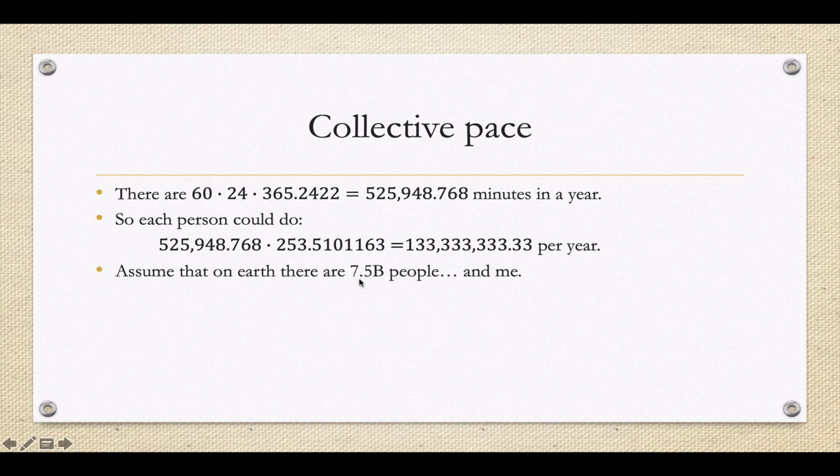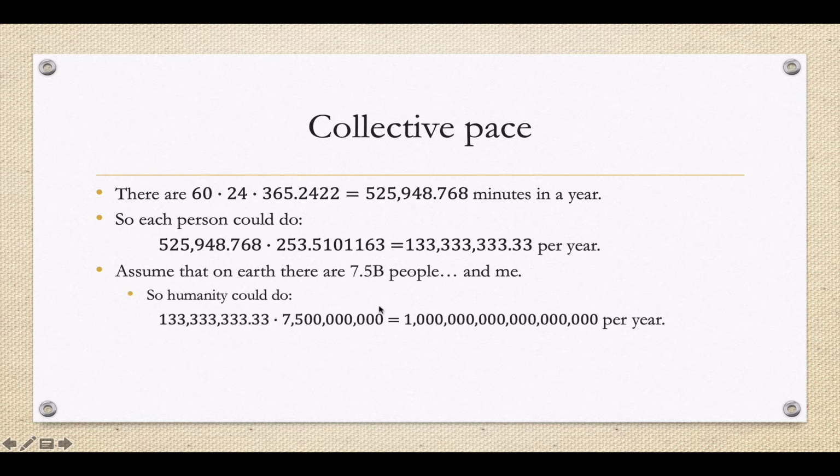When I checked Google or Wikipedia or something, it looked like there are roughly 7.5 billion people on Earth. So I'm going to assume that there's exactly 7.5 billion people on Earth and me, because remember, I'm not doing this. So each of these 7.5 billion people on Earth will be able to make 133 million clicks per year. That's a lot of clicks for humanity. We can multiply these two numbers together and figure out that humanity, if we were dedicated enough and we believed all these different assumptions that I'm telling you to assume, could do this many clicks per year.